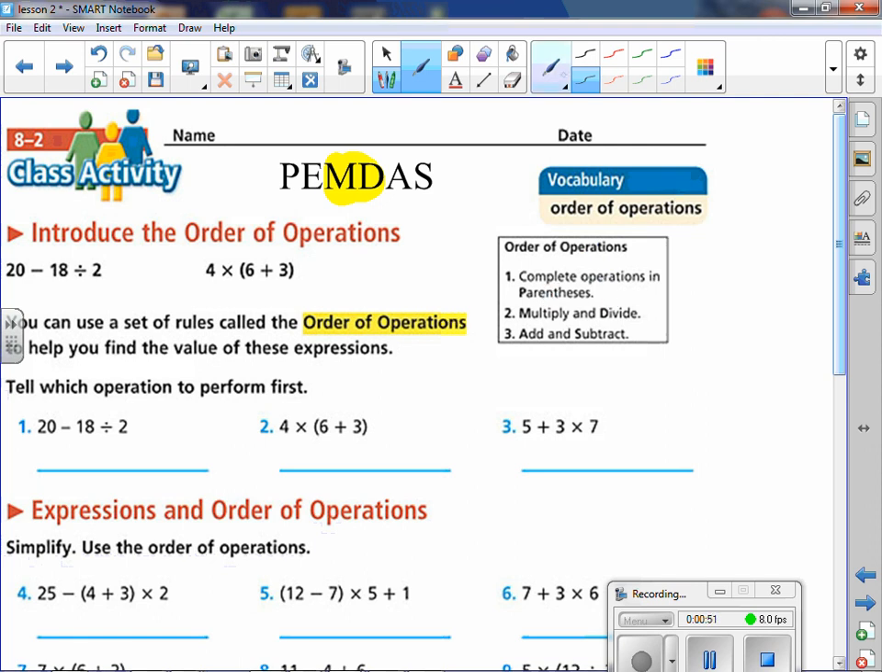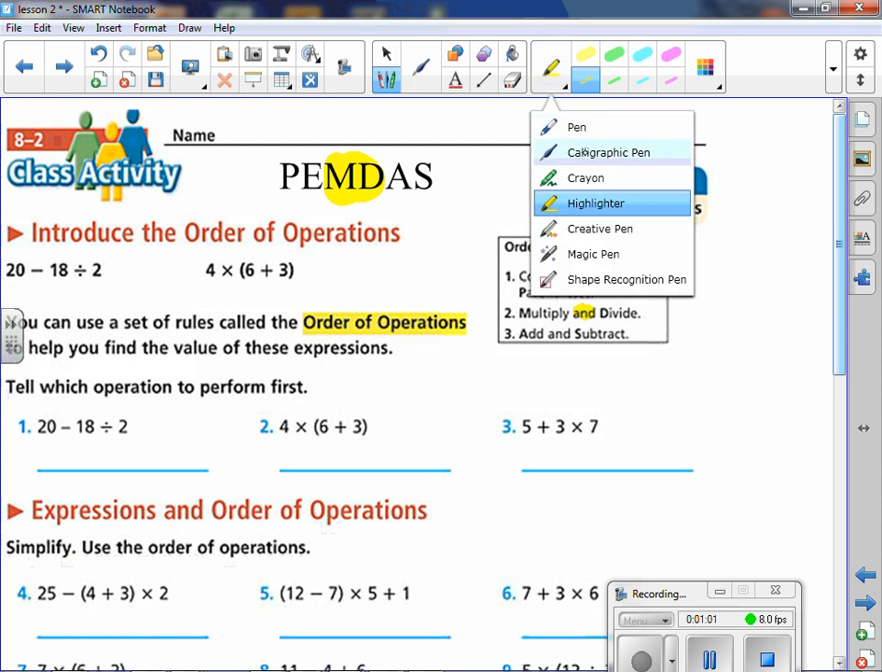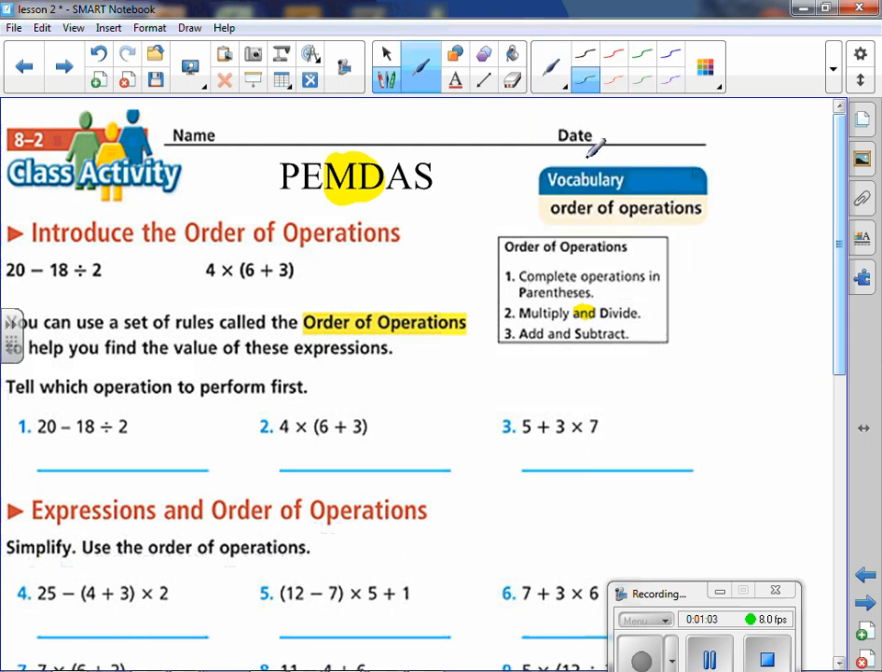So that "and," again, is the key word. Whichever one comes first is the one that you're going to do. Not multiplication, then division, whichever one comes first in left to right order. And then finally, you're going to subtract and add. And again, whichever one comes first in that left to right order.